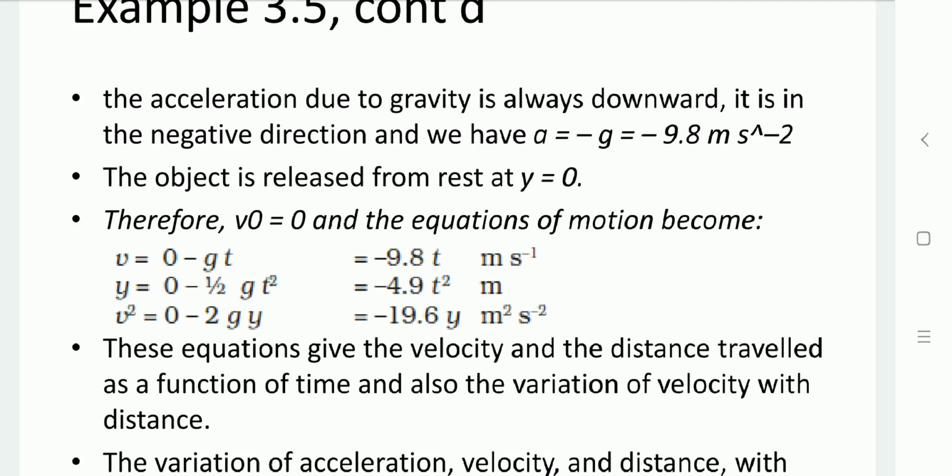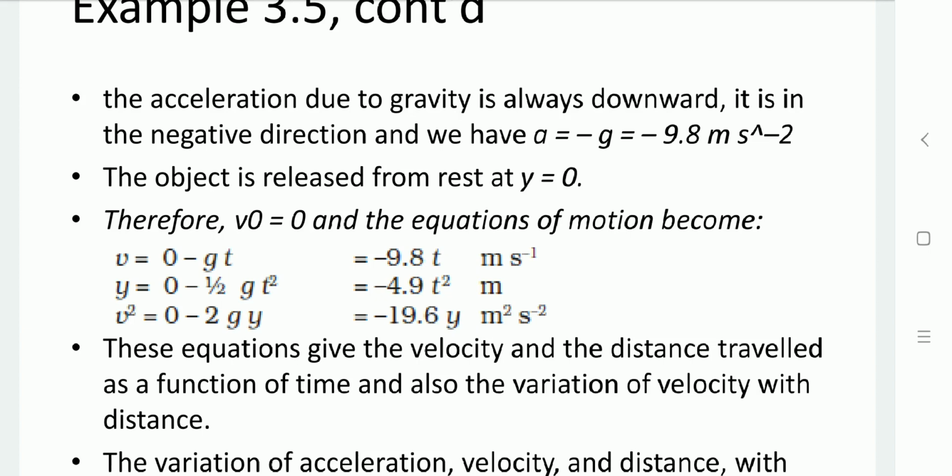Another equation is x equal to v0 t plus 1 half a t square. Instead of x, we take the vertical direction y. So y equal to 0 minus 1 half g t square. Here the initial y0 is 0, and a is replaced by minus g. So the equation becomes y equal to minus 4.9 t square meter.